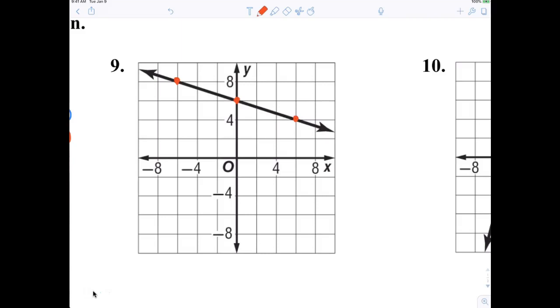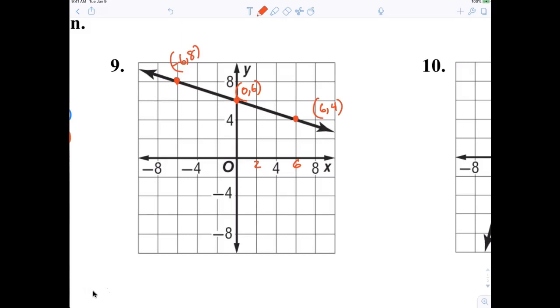Now I'm labeling those points. Just to make sure you see, that's 2, 4, 6. So this point right here is 6, 4. This point right here is 0, 6. And this is negative 6, 8. Everybody see that?